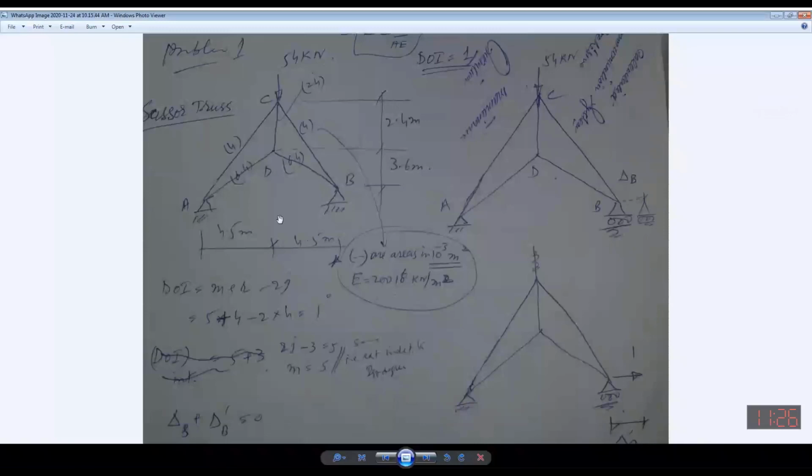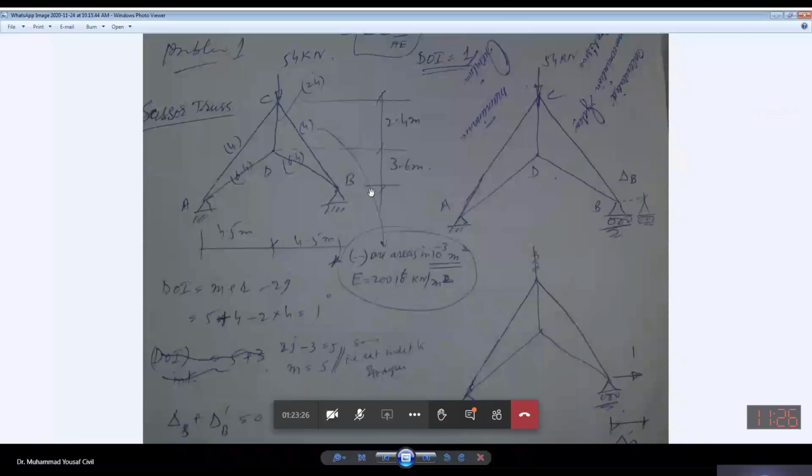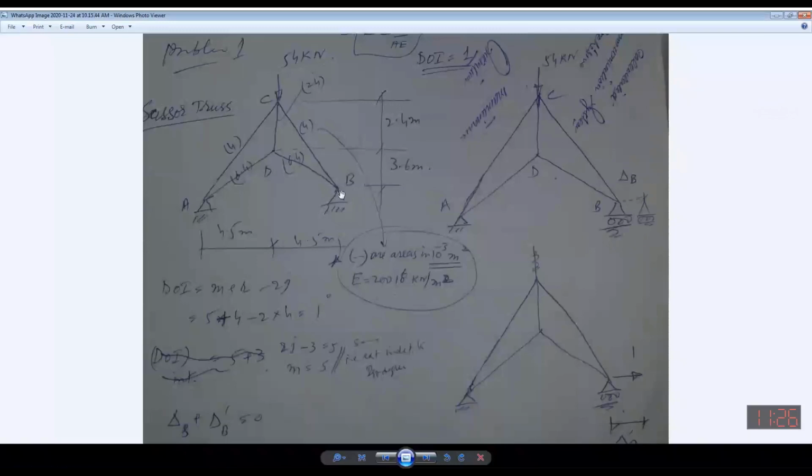So to calculate HB, the horizontal force that has been taken to be redundant, that has been assumed to be redundant. So to calculate this horizontal force, you have applied it separately. Now this has been broken into two trusses. You can see this is determinate. Now this is delta B.